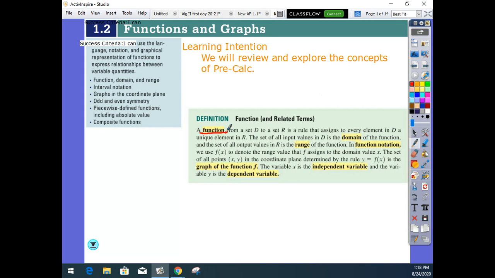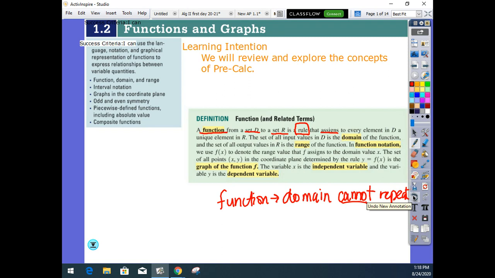A function from a set D, domain, to a set R, range, is a rule that assigns to every element in D a unique element in R. I would always say, in order to be a function, the domain cannot repeat. The domain cannot repeat. Okay? The domain is the set of all output values or the set of x's. Domain is your x values.